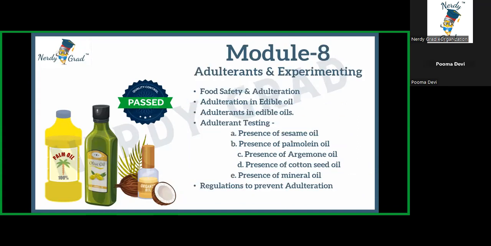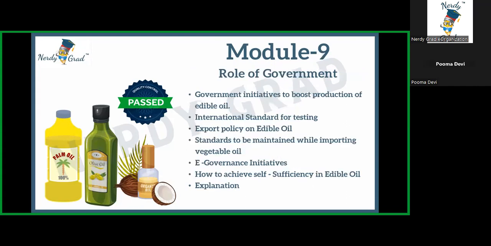Module 8 is about adulterants and experimenting. This includes food safety and adulteration, adulteration in edible oils, adulterants in edible oils, then adulterant testing: the presence of sesame oil, presence of palmolein oil, presence of argan oil, presence of cottonseed oil, presence of mineral oil. Then regulations to prevent the adulteration.